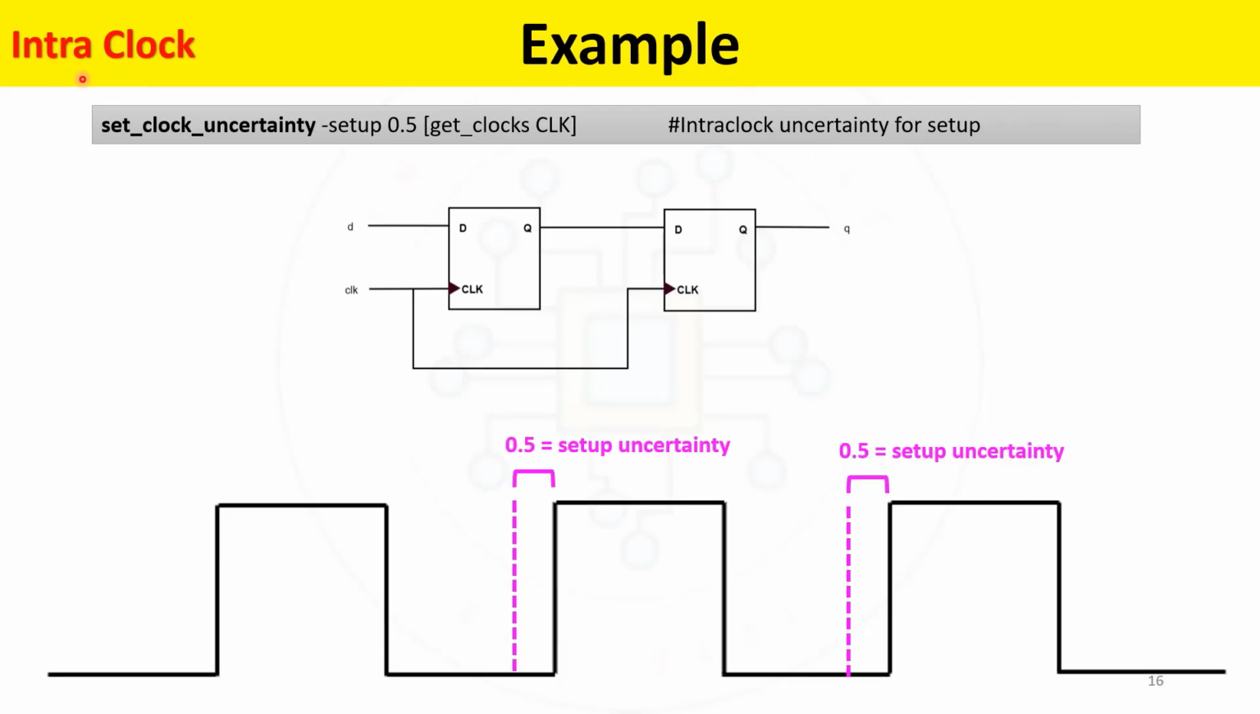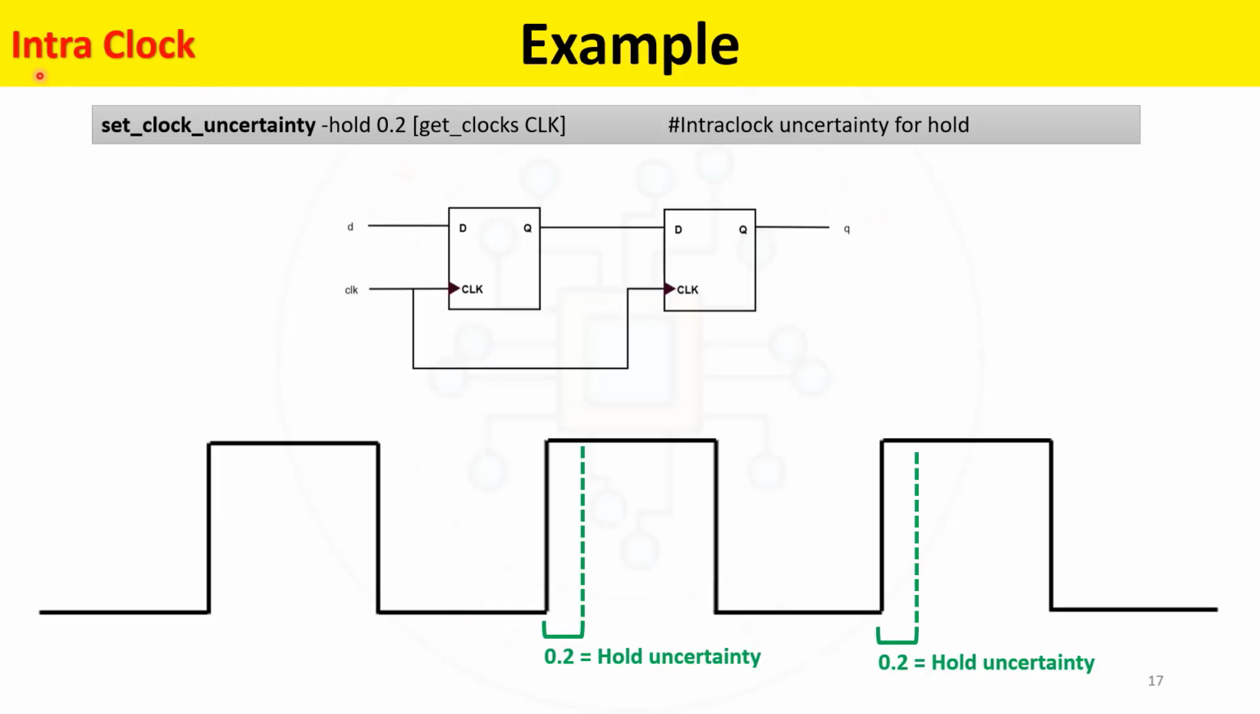Coming to the next example, again we are considering intra-clock. Intra means one clock applied to two different flops. So set_clock_uncertainty hyphen setup 0.5 at get_ports CLK. Here we are giving only setup uncertainty but not hold. So for this particular case, we need to consider only a setup uncertainty of 0.5.